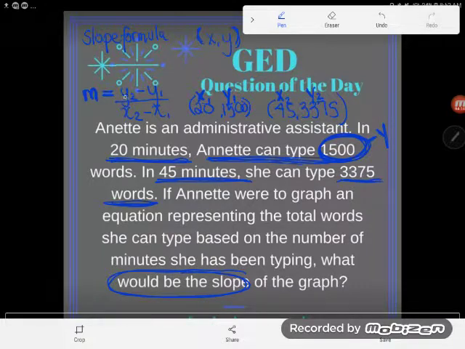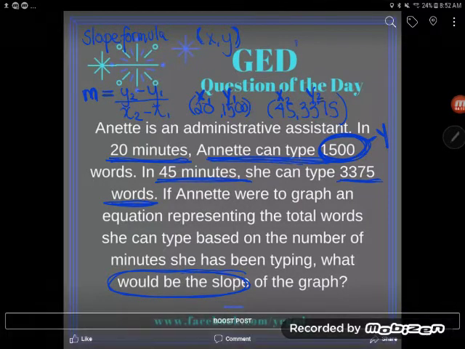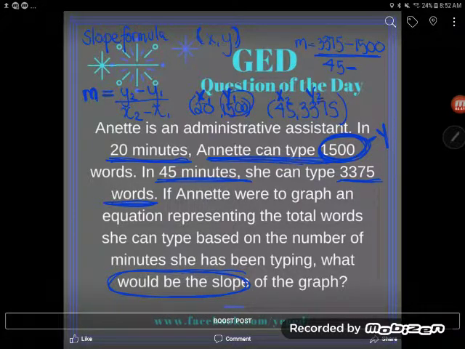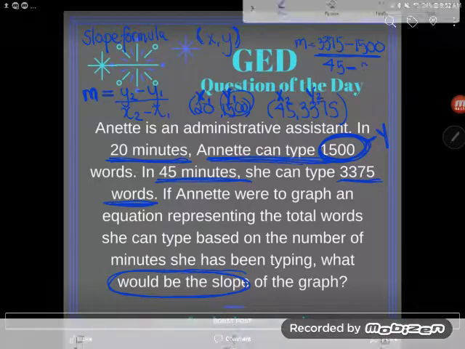This formula says take the second y and subtract the first y from it. So the second y I had was 3,375. Do you mind if I plug it in up here, guys? So m is equal to, I'm going to take the second y, 3,375, and from that I'm going to subtract the first y, which was 1,500. Okay, and then that's going to all go over the second x, 45, minus, because the formula says minus, the first x, 20.